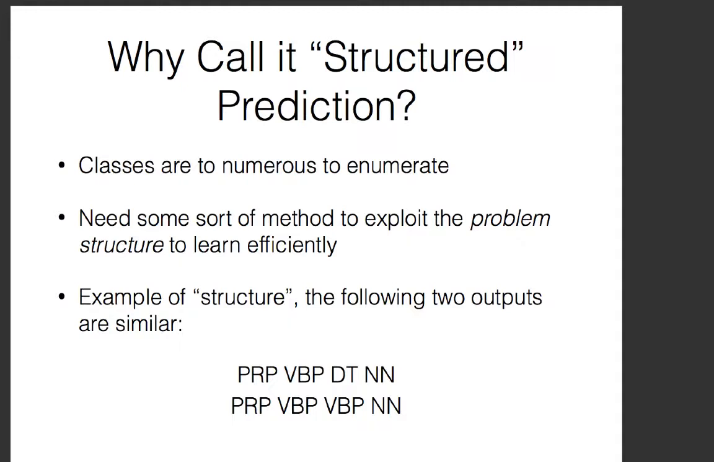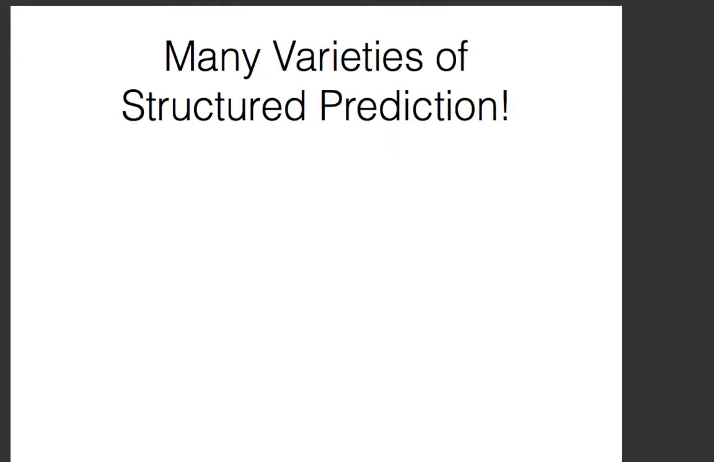So when we say structured prediction, it doesn't necessarily mean we have a tree structure or a graph structure. It just means that we know something about the problem that allows us to not predict all of these classes independently. So there are many varieties of structured prediction, both in terms of models and in terms of learning algorithms that we use for these. And I'm going to cover some subsets of all of these.